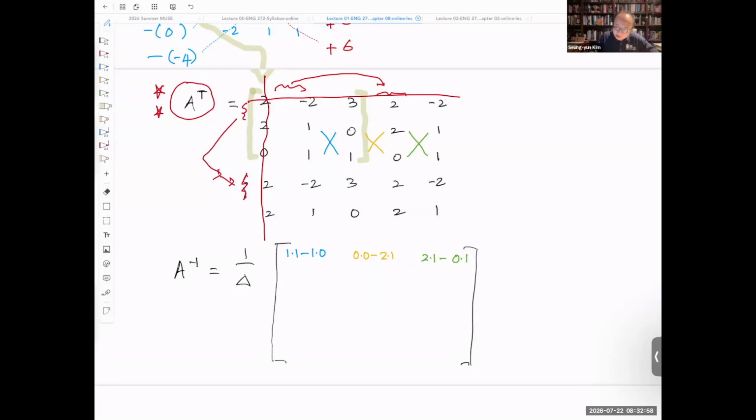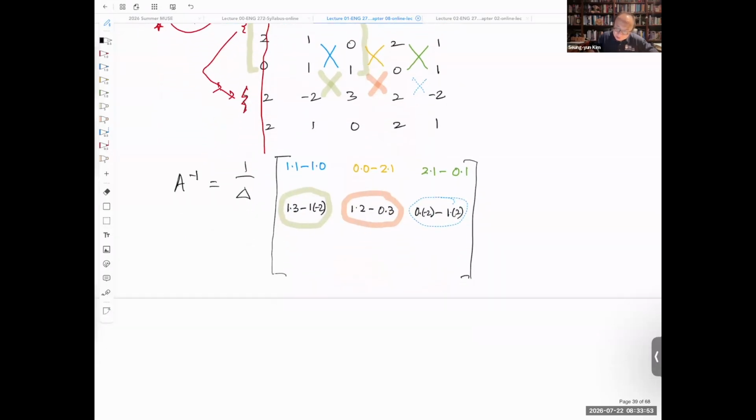In a similar way, for the second row, I'm going to use these. AD, 1 times 3, minus BC, 1 times negative 2. The next one, I'm going to use this: AD, 1 times 2, minus BC, 0 times 3. And then this one: AD, 0 times 2, minus BC, 1 times 2. Similarly, the third row, you can do it. So I'm going to just write them out.